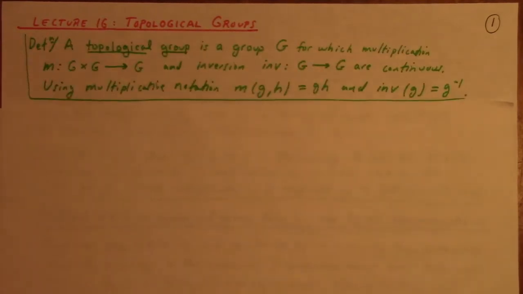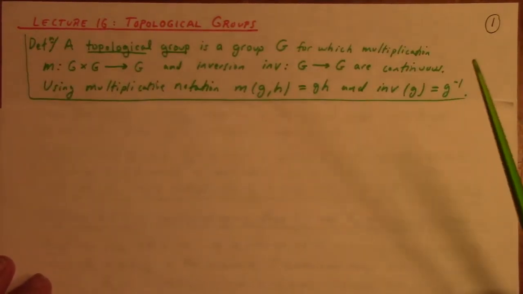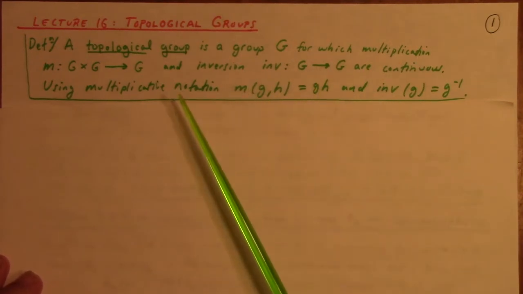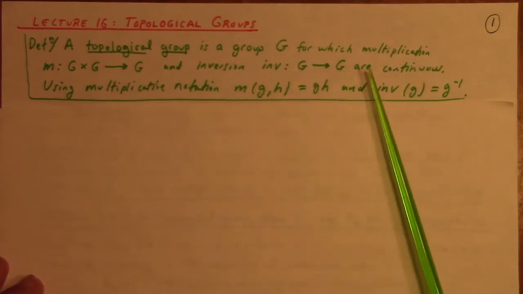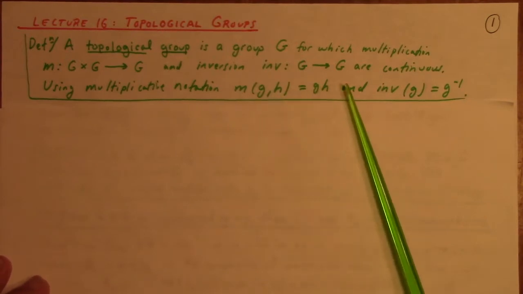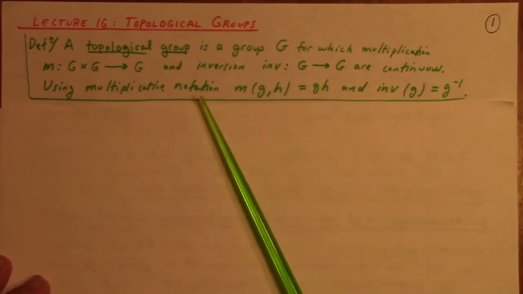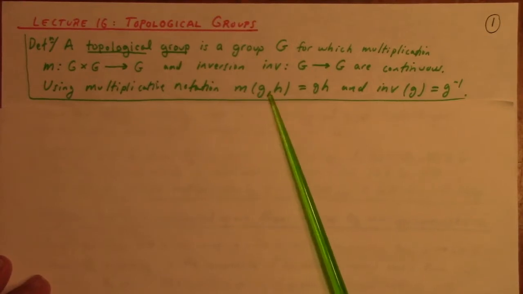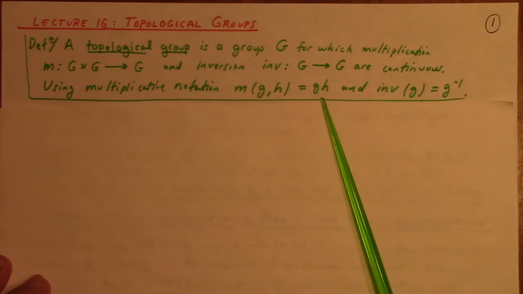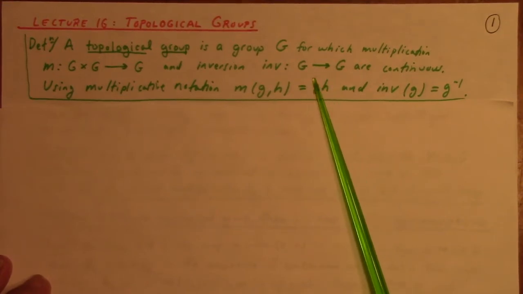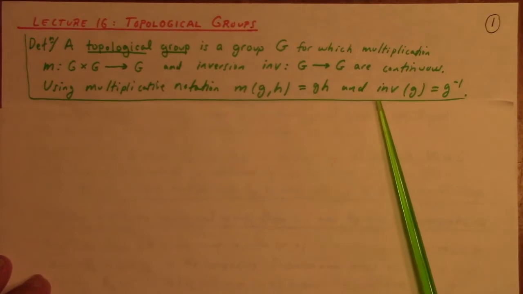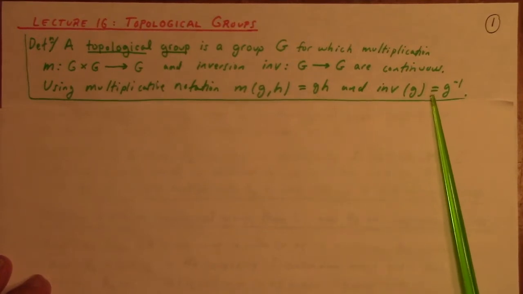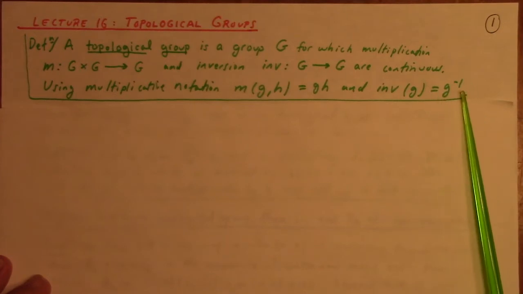So what is a topological group? A topological group is simply a group for which the operations of the group, namely multiplication and inversion, are continuous. If it's helpful, we could use the notation M as the mapping which takes (g, h) and sends it to g times h. Here I'm assuming, of course, that we're looking at a multiplicative group and we're using the juxtaposition notation for the operation. And then in that notation, the inverse is, of course, just the multiplicative inverse.